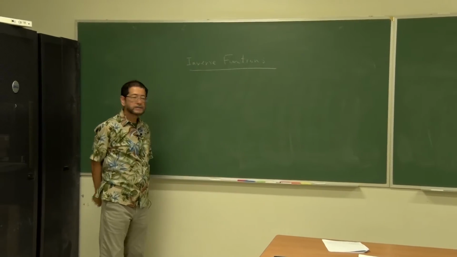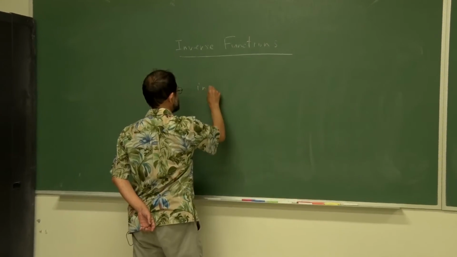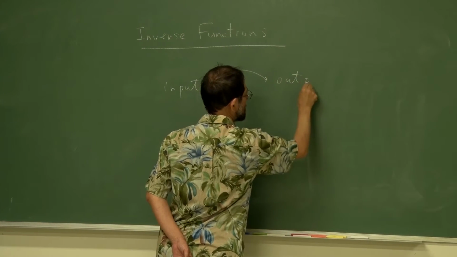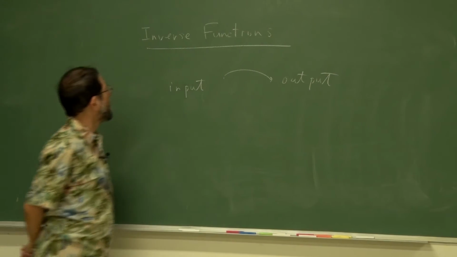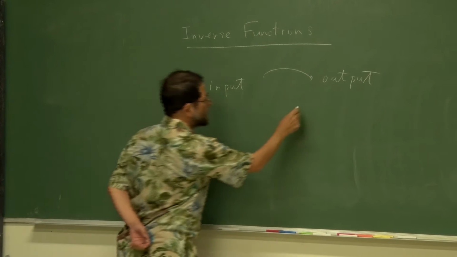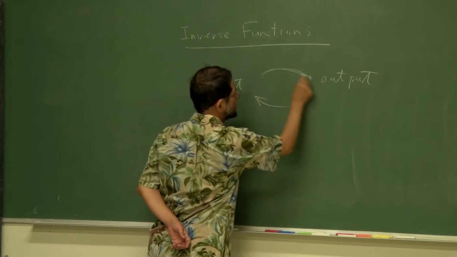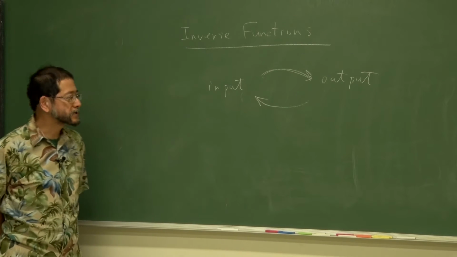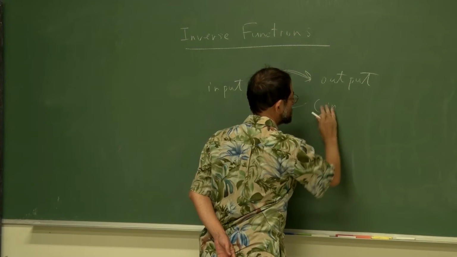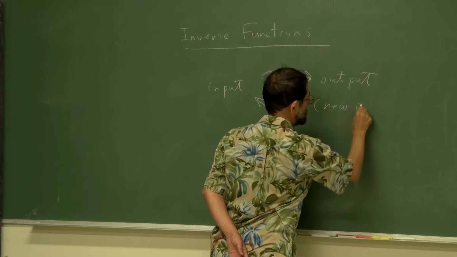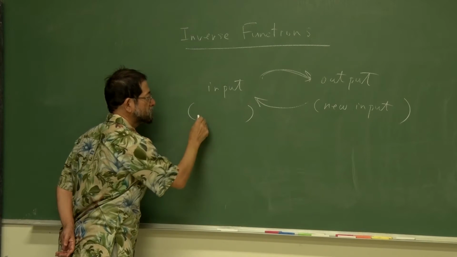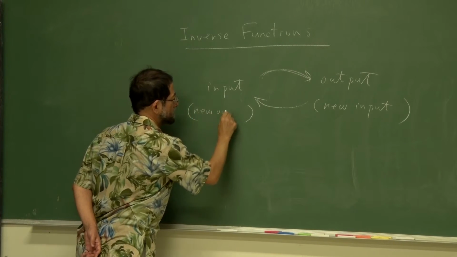So as you know, a function means you have an input and you associate another number, which is the output. Then the idea of the inverse is you just switch the input and the output, and look at the reverse association. So for the inverse, this is now your new input, and your old input is going to be your new output.